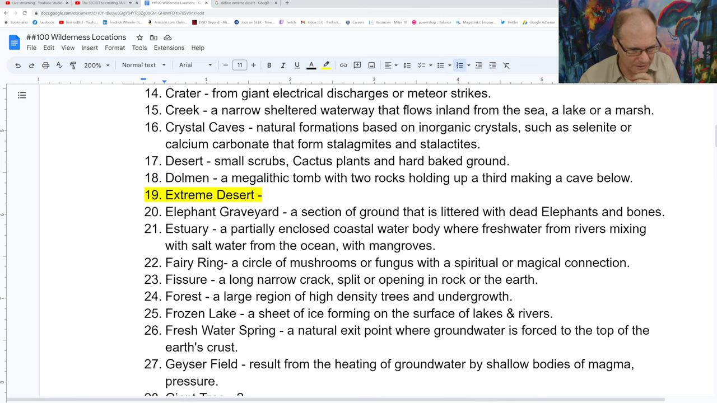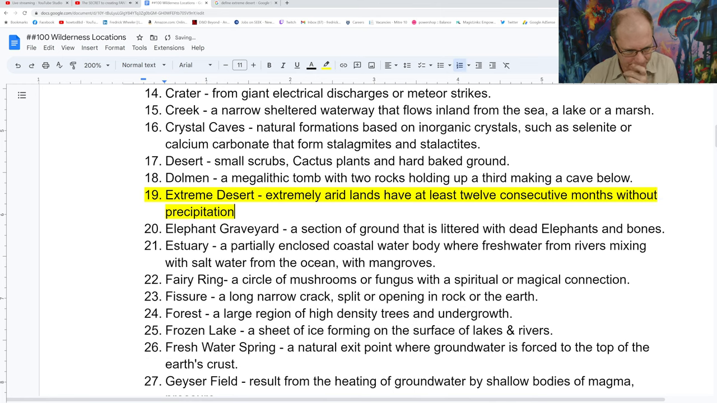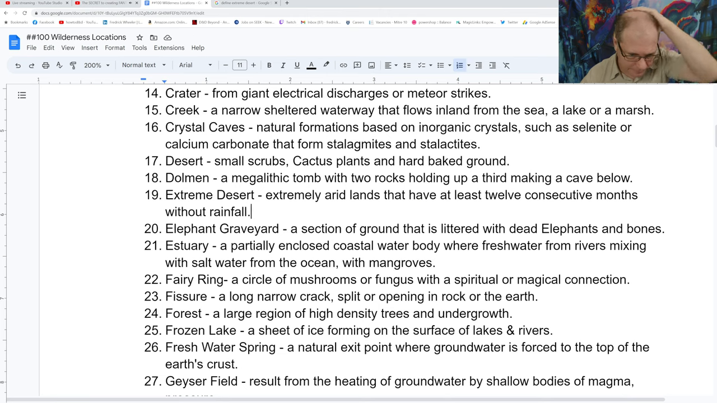Okay. All right. Let's have a look. Let's get this in here without formatting. Extremely arid lands that have at least 12 consecutive months without rainfall. Okay, so it's an actual thing. I didn't realize. So we'll add that in. That fills that slot. Next. Moving through here, I've put in entries for all those.